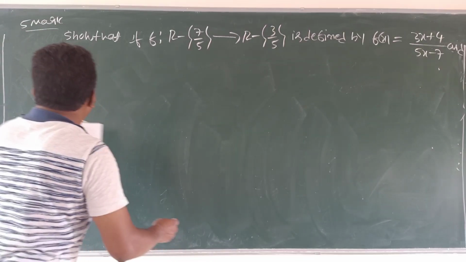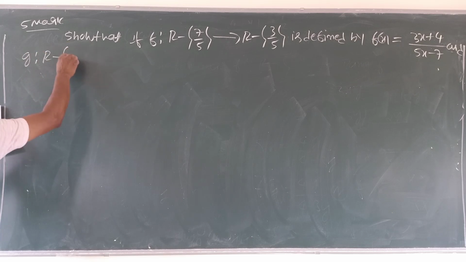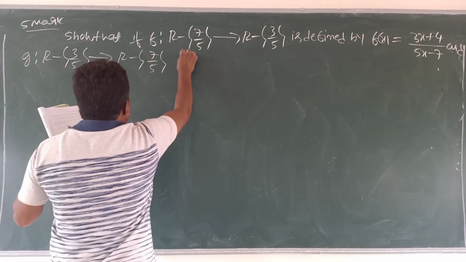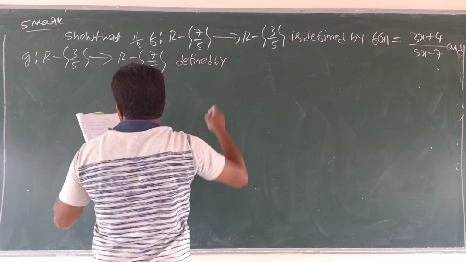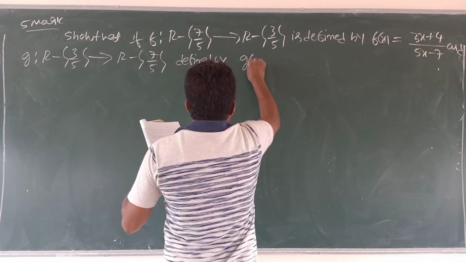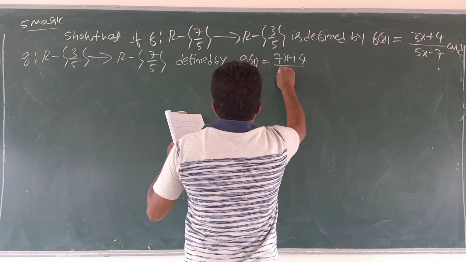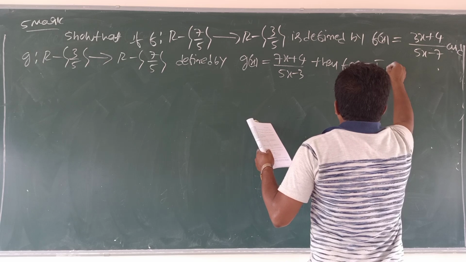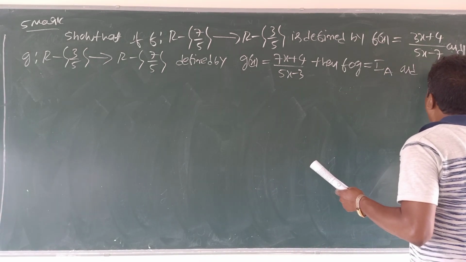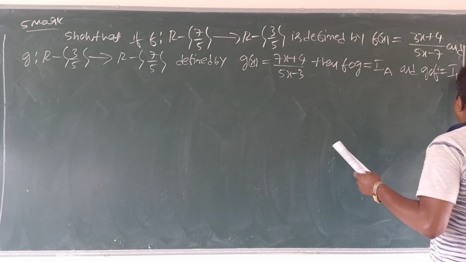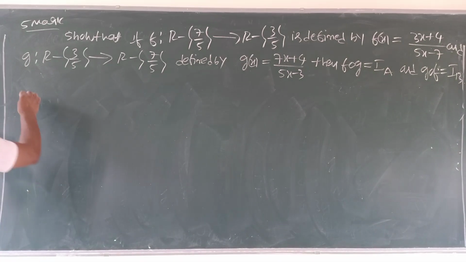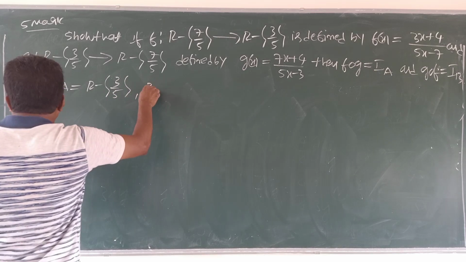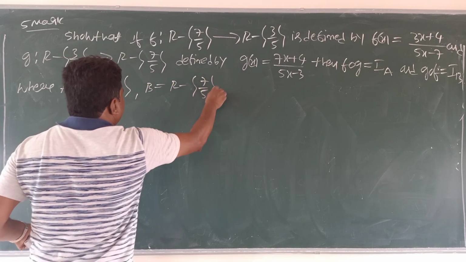and g from R minus {3/5} to R minus {7/5} defined by g(x) equals 7x plus 4 by 5x minus 3, then fog equals I_A and gof equals I_B, where A equals R minus {3/5}, B equals R minus {7/5}.